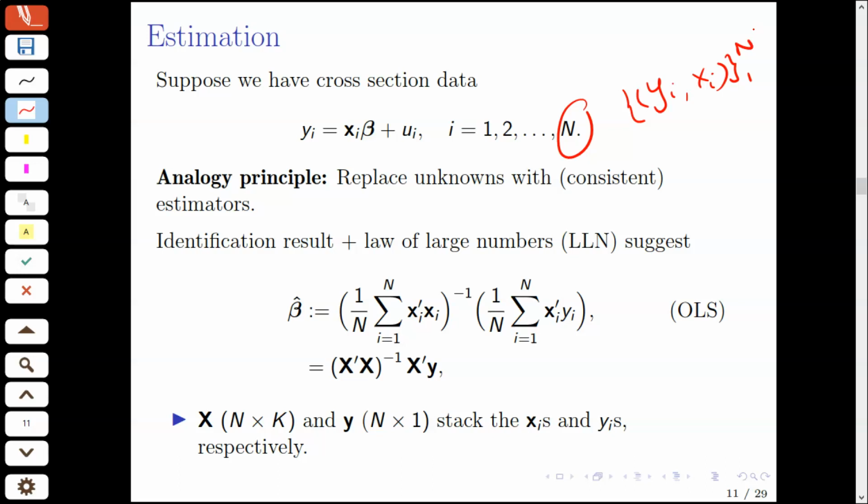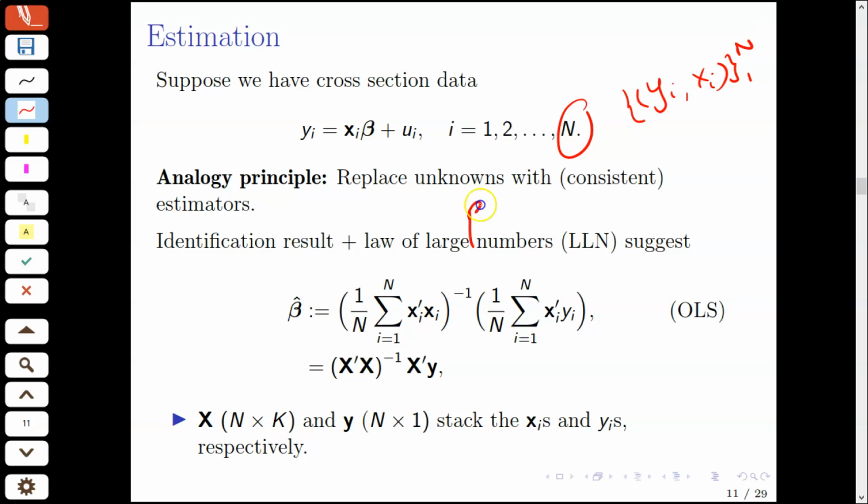Now we're going to invoke a principle called the analogy principle, which will be useful throughout this course. In case you haven't seen it before, the analogy principle states that whenever we encounter unknowns, we should aim to replace these unknowns with estimators thereof. That is generally a good idea. It's an even better idea if we can replace those unknowns with consistent estimators thereof.